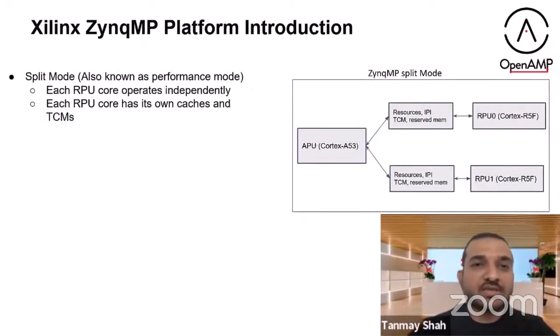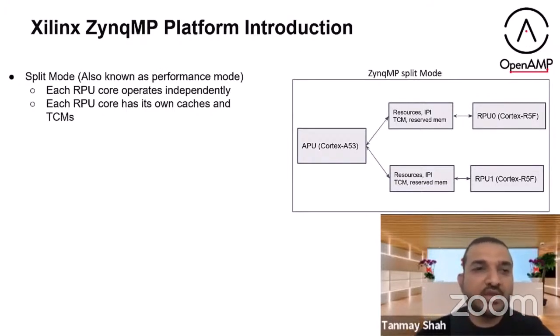The second one is split mode. In split mode, each core operates independently, and so each core has its own set of resources. Each core has its own IPI to communicate with the APU, and also an IPI to communicate between the 2 R5 cores. Also, each core has its own set of TCM and reserved memory region, where we can load a separate ELF file or separate firmware for each core. And each core executes separate firmware instructions from separate firmwares.